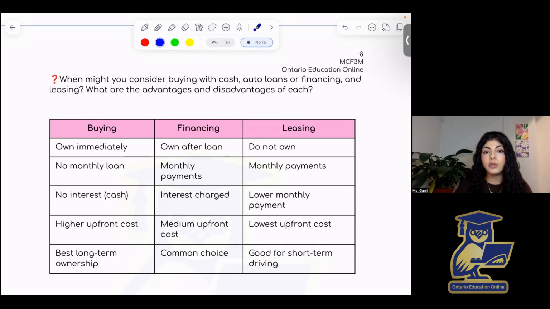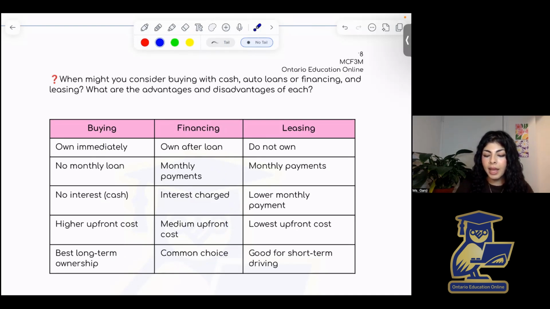With financing, you will own the vehicle after the loan period is done. You are making monthly payments and there will be an interest charge, and the upfront cost might be medium because you might be making a down payment as well. And it is a common choice to finance a car because you can perhaps afford a newer model car as compared to if you buy, then you may be more limited based on how much cash you have available.